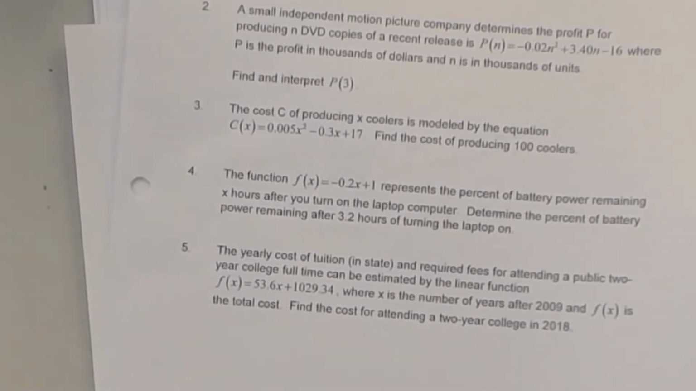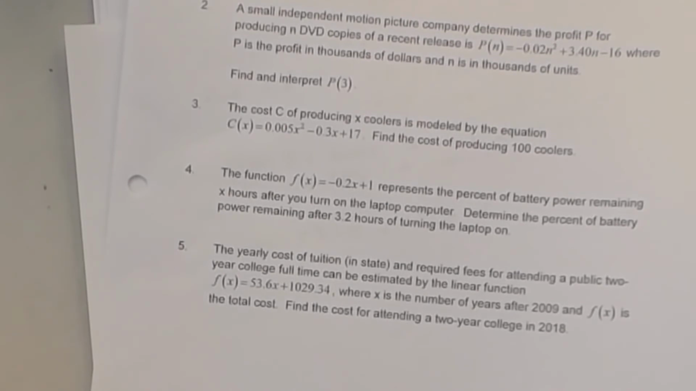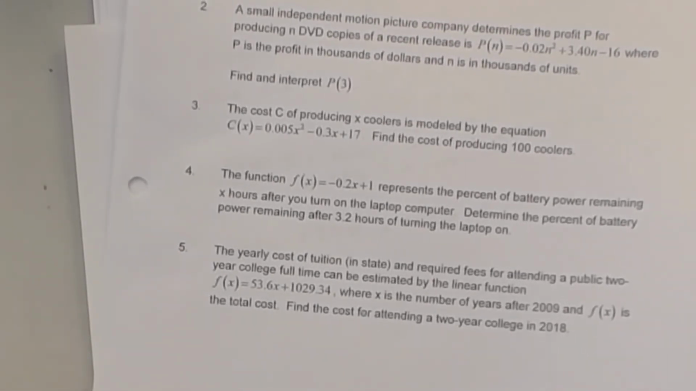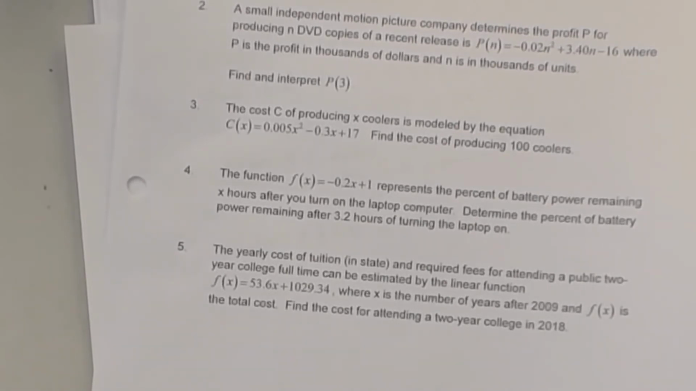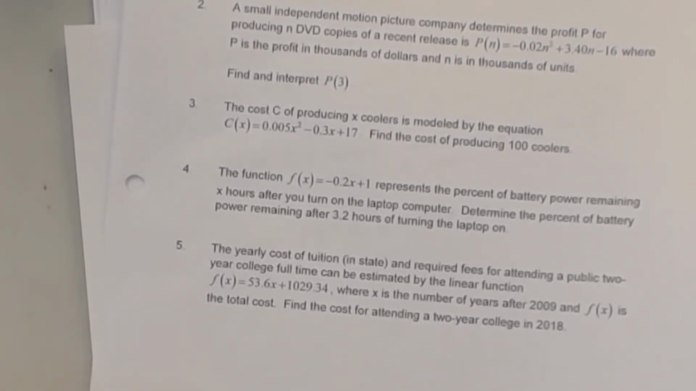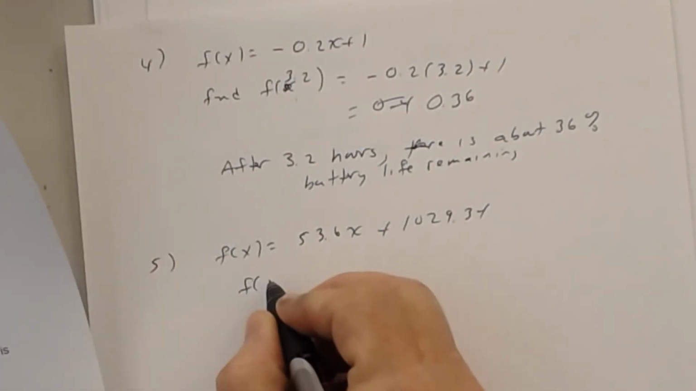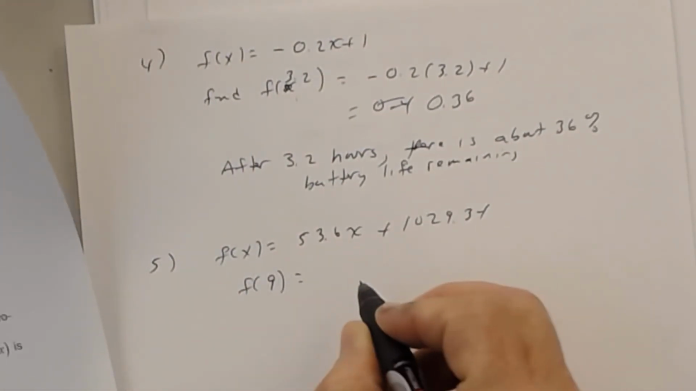Now remember, f of x means the same thing as what letter? Y. So you want to find the cost, you want to find y, for attending a 2-year college in 2018. So what are you going to plug in for x here? 2018? No, that's not what that says. That says x is the number of years after what? 2009. Well, 2018 minus 2009 is what? 9. So you've got to find f of 9.